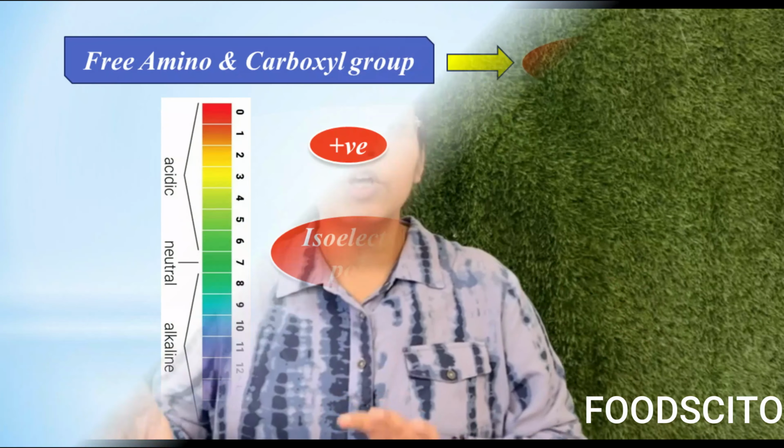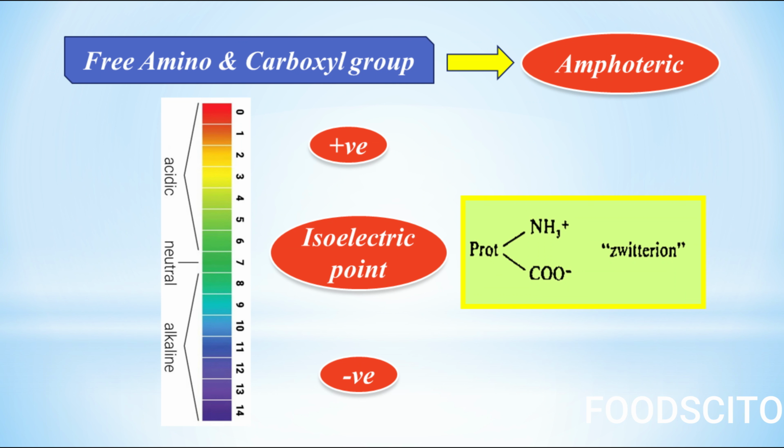Now, before moving on directly to the techniques, let's talk about certain basic things which form the basis of electrophoresis. First of all, whenever we talk about proteins, they carry a free amino and carboxyl group. Due to the presence of these free amino and carboxyl groups, proteins are amphoteric in nature. Now the question arises, what do we understand by amphoteric? In the presence of alkali, proteins can act as acids and vice versa.